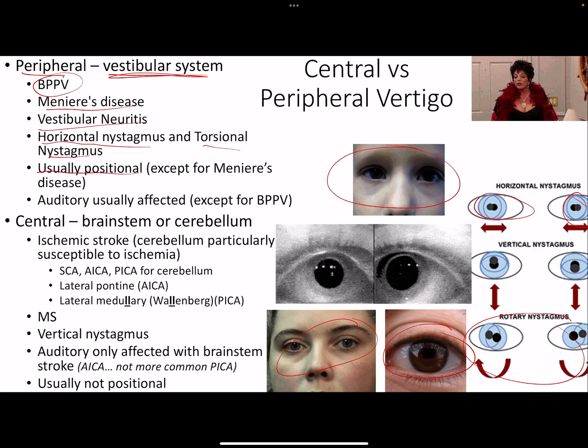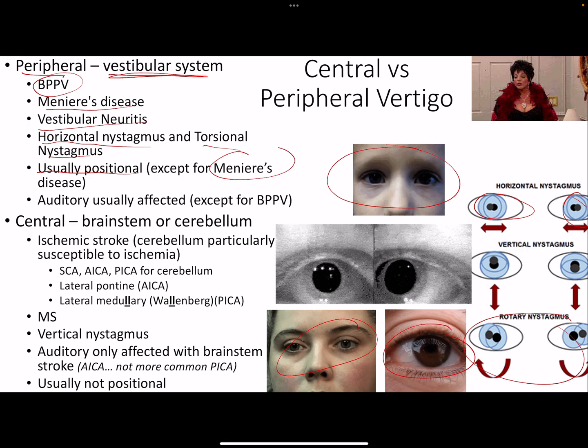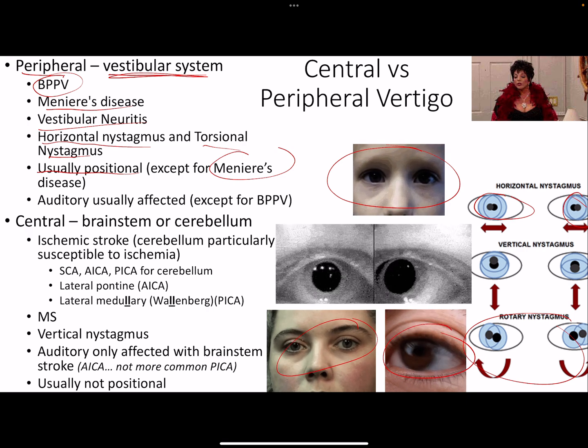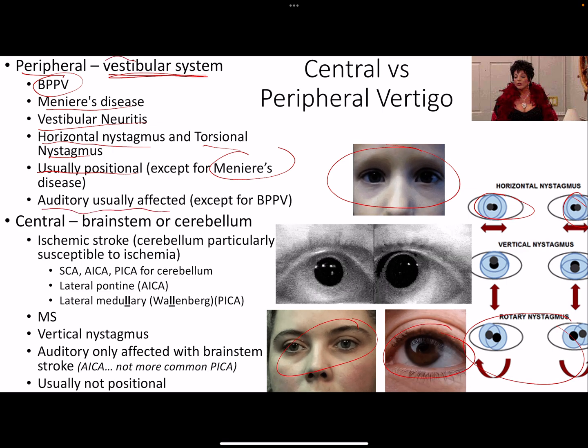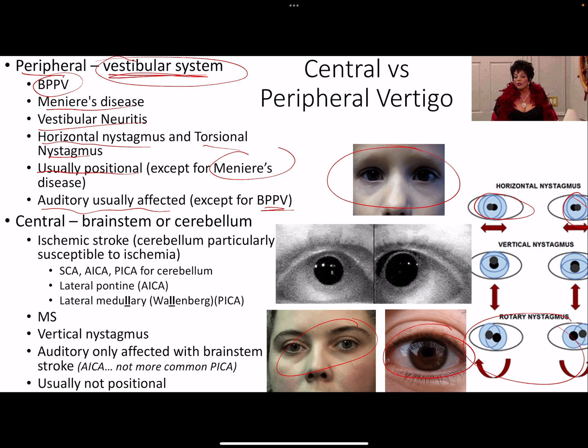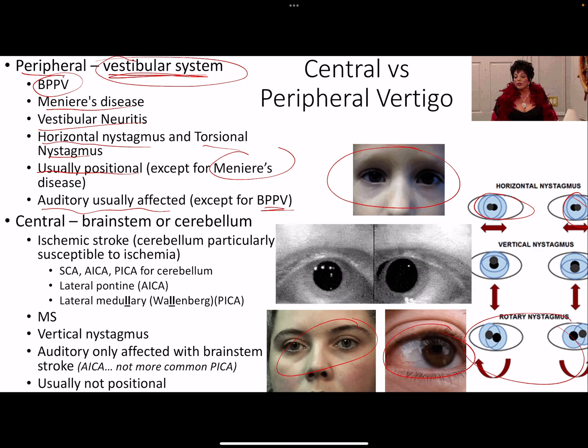And it's usually positional, not Meniere's, which we'll get to. So that means if I lean my head back, that's going to induce the vertigo. Auditory is usually affected because the vestibular system is right next to the cochlear system. The exception is BPPV. Central now is brainstem or cerebellum, like lesions or tumors or whatnot.